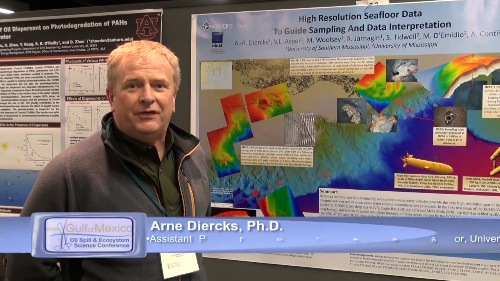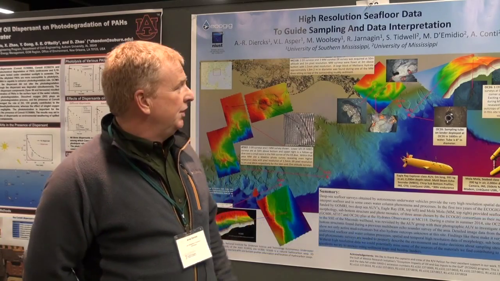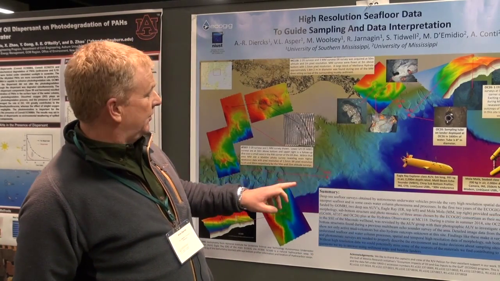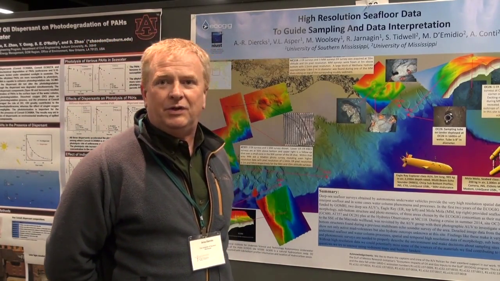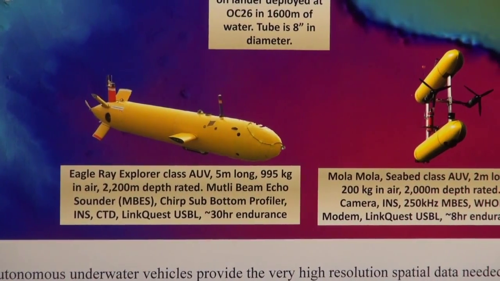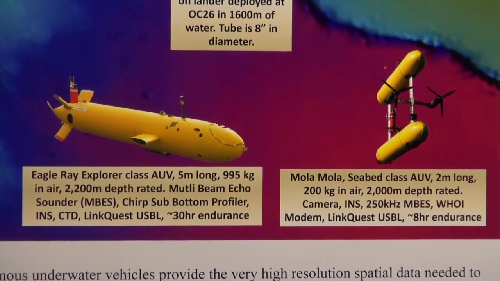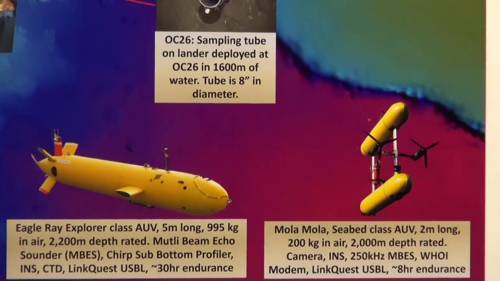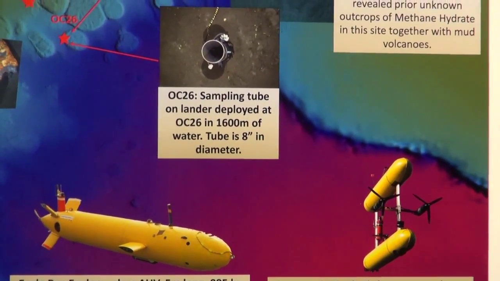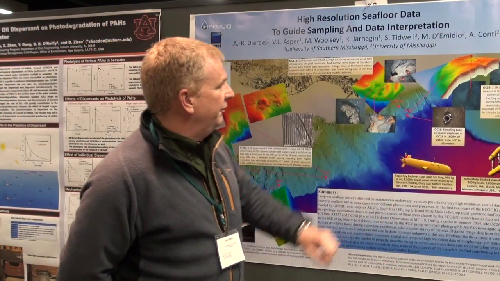This poster is a summary of our work in EcoGIG, in the EcoGIG 1 consortium. It shows the 3 main sites, OC26, AT357 and GC600, our AUV dives we have done with Eagle Ray and Mola, our 2 autonomous underwater vehicles. It shows the bathymetry, 3D rendering of bathymetry with sub-bottom profiler data underneath. It has different resolution images in here. It has a 50-meter dive, a 25-meter dive, and again, a 50-meter dive here.